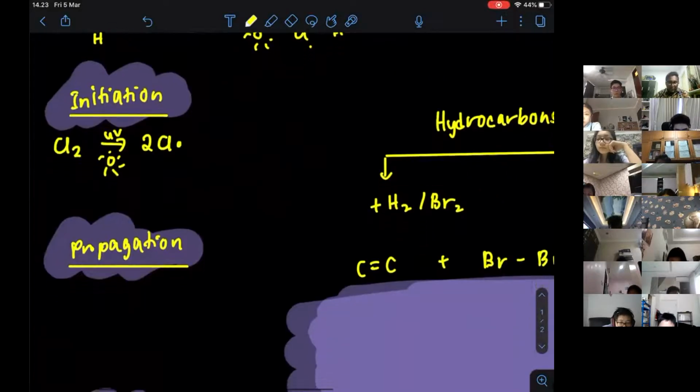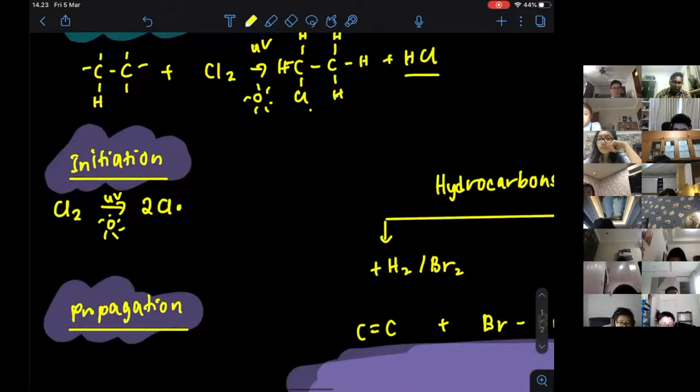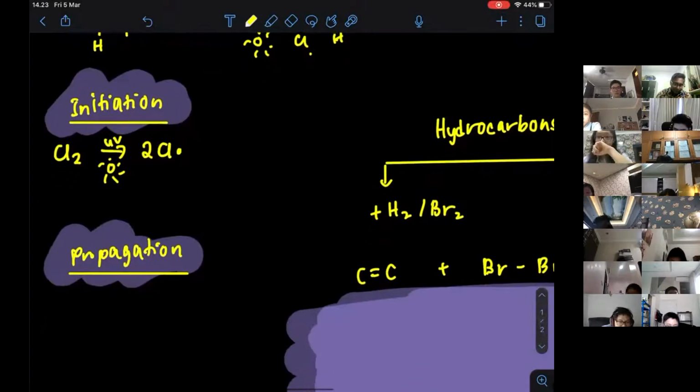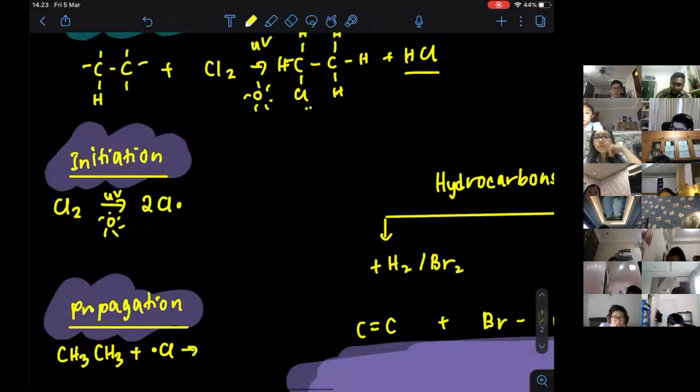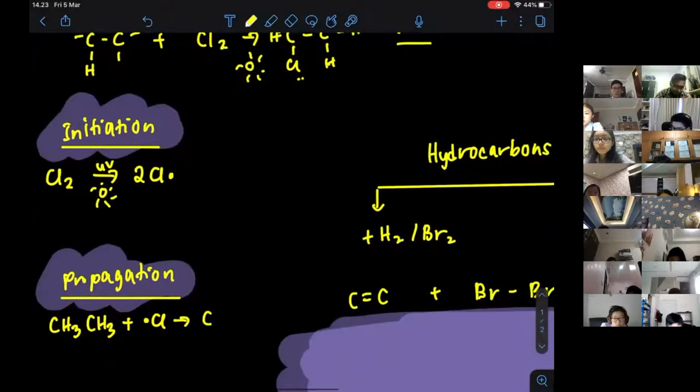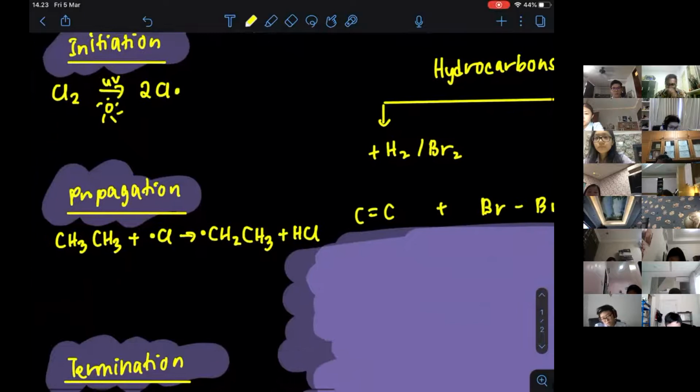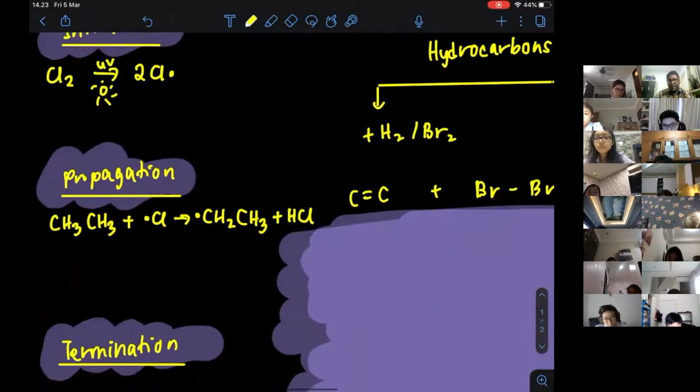So propagation, what is the propagation? I'm going to write it as CH3CH3. When I react it with a free radical, I am going to remove a hydrogen over here, so it's going to be CH2 dot CH3. Then you have HCl. So here I'm going to get a free radical and a neutral molecule.